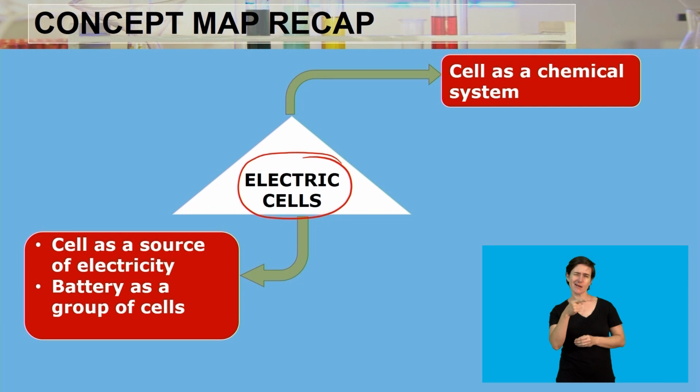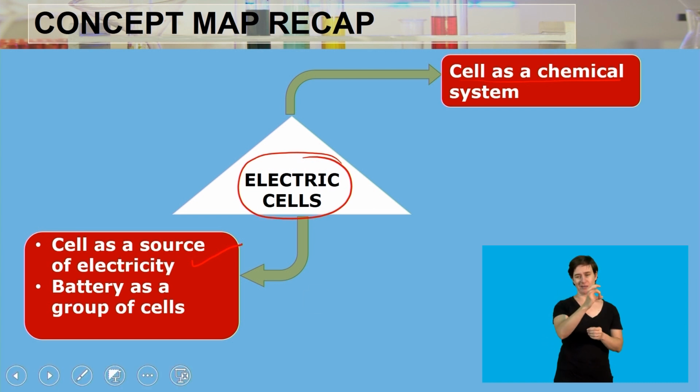Welcome back, learners. So now just to do a quick recap of what transpired in this lesson, we started by looking at the main idea being the electric cells, and then from there we went to the sub-idea being the cell as a chemical system. We looked at a cell as a chemical system. We further went on to look at a cell as a source of electricity, and then looked at a battery as a group of cells.